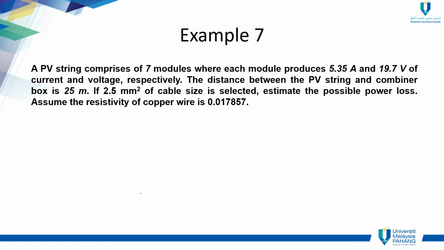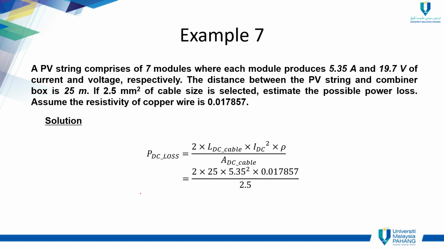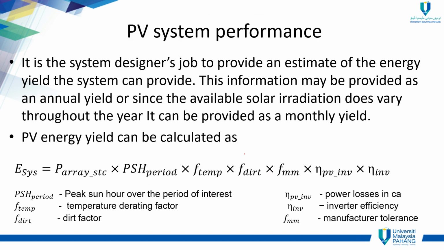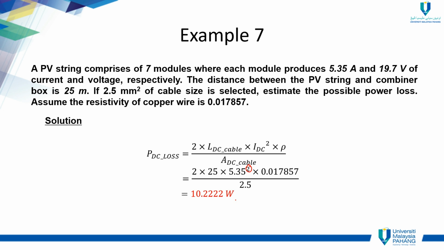Alright. So, the same example I use, the difference is only this value. Okay. Then we get 10.222 watts. So, 10.2222 watts. So this is the power loss obtained from this configuration or arrangement.